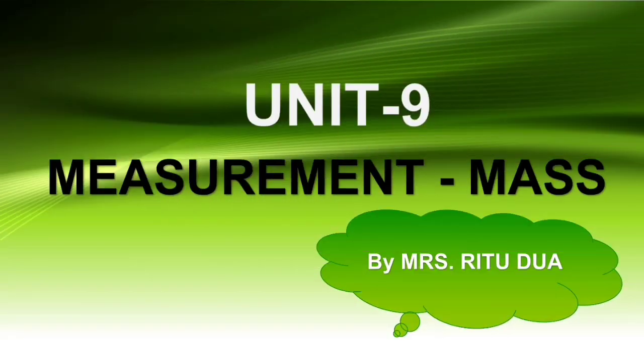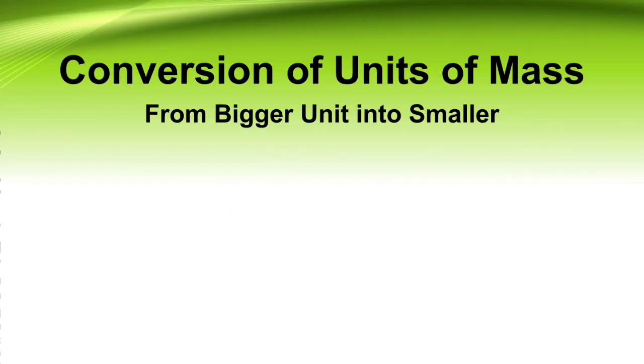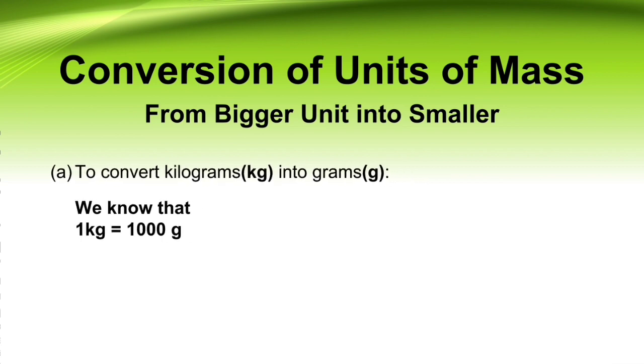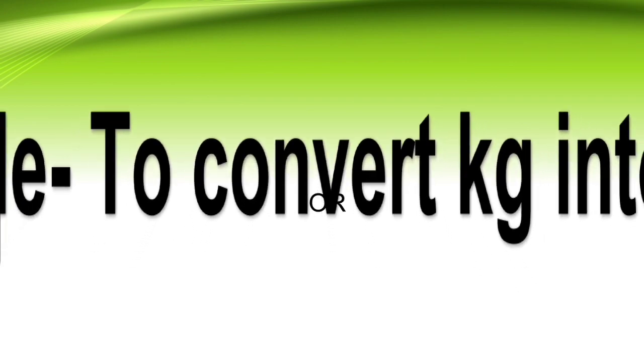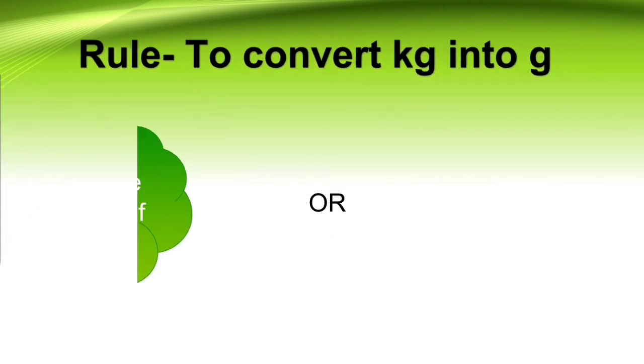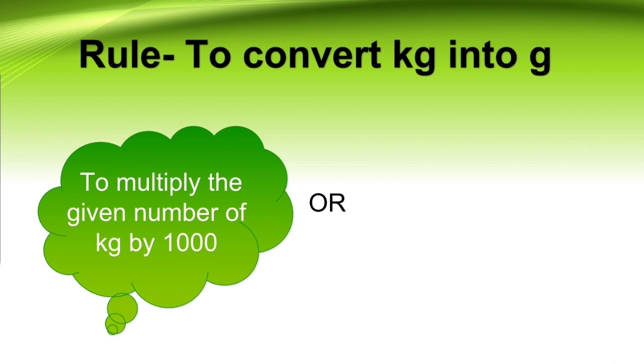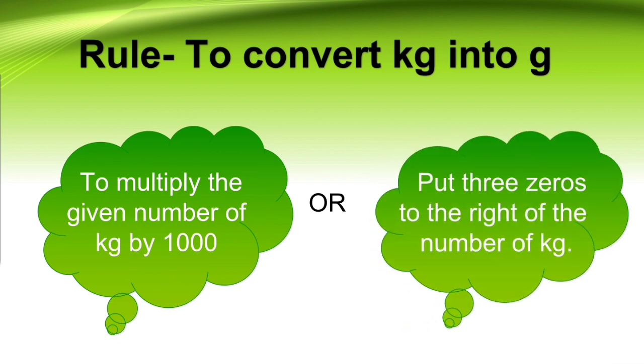Today, we will learn conversion of units of mass, that is, conversion from kilograms into grams and from grams into kilograms. First of all, we will learn to convert kilograms into grams. Students, we know that 1 kilogram is equal to 1000 grams. So, students, to convert kilograms into grams, either we can multiply the given number of kilograms by 1000 or simply put 3 zeros to the right of the number of kilograms.